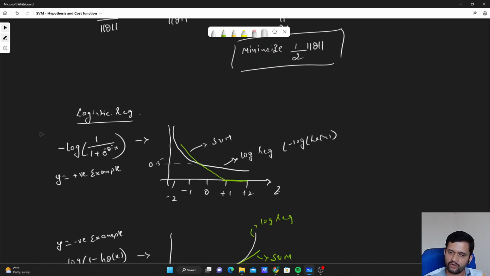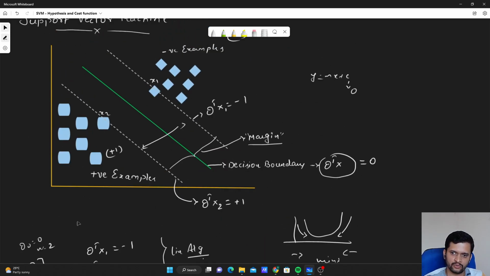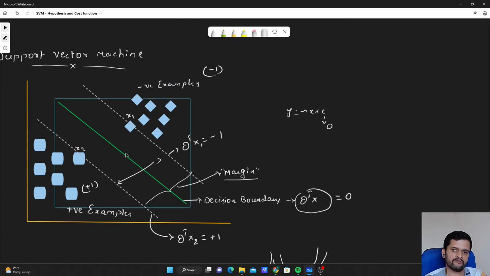So why are we allowing the errors? This is just a hypothetical case, right? We will never have data points which can be perfectly separated in this way, positive and negative examples in a clear cut way. There will definitely be many overlaps within the data points, correct?